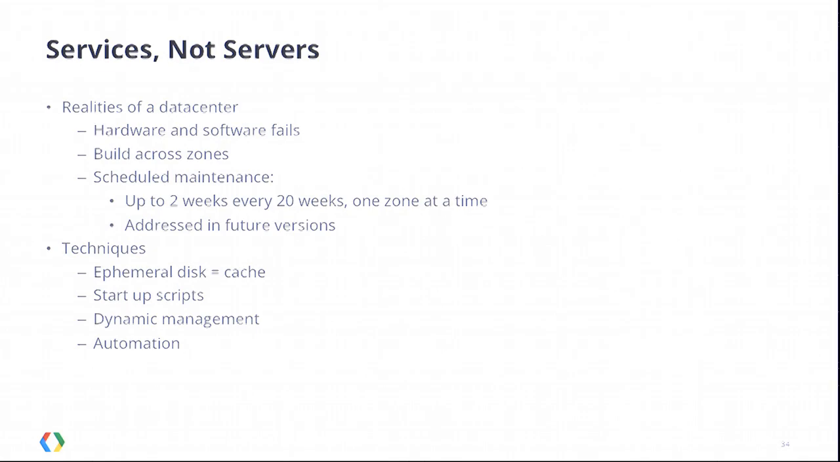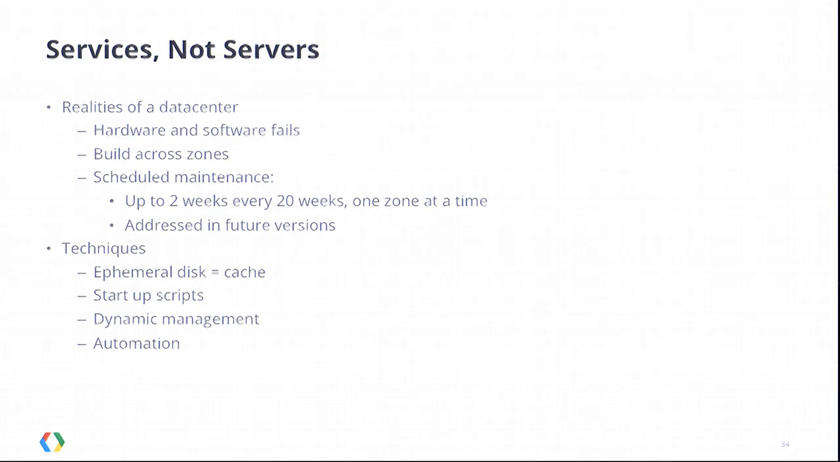So we really want people to use patterns where they build across zones. They think about using that ephemeral disk as really a cache or a scratch area. You build automation, either by building your own systems, building on top of App Engine, which is a great infrastructure for building the automation to manage this stuff, or by using one of our partners like RightScale, Puppet or OpsCode, or any number of open source projects which are built to do this type of orchestration role.